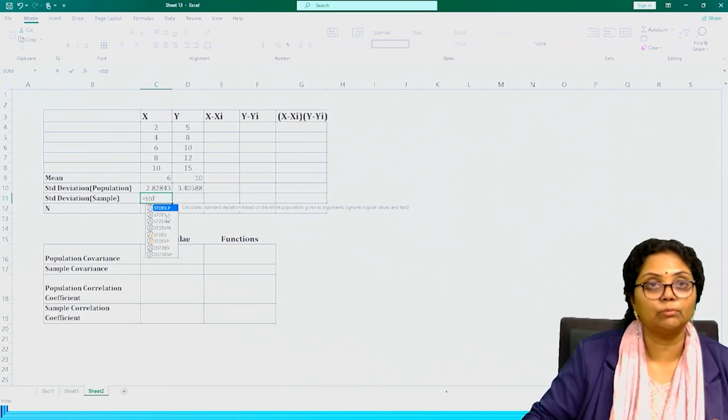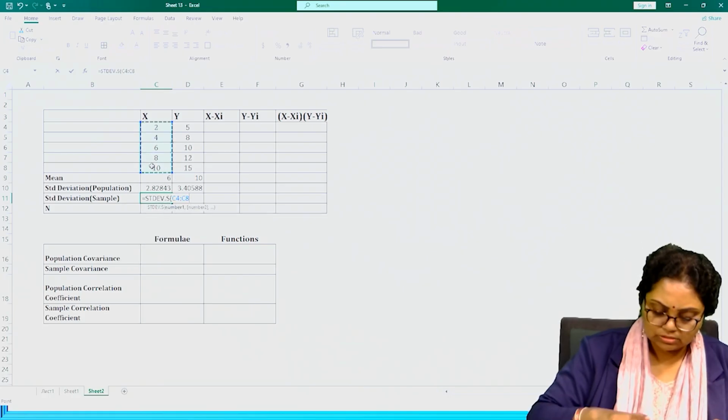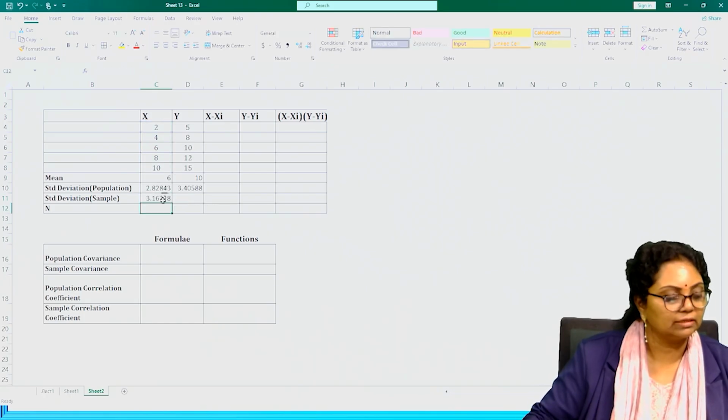We are having below P, standard deviation of S. Double click and select all the observations. Close the parenthesis and press enter. We get the value. Now the similar way we can do it for Y variable also.